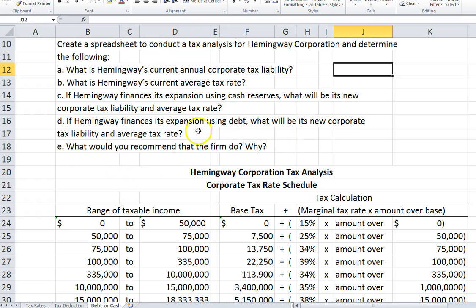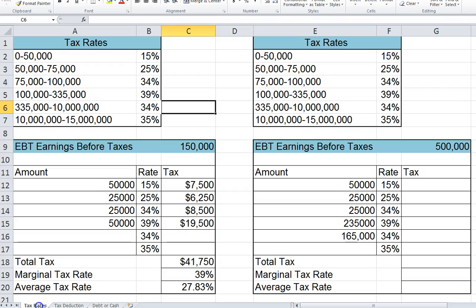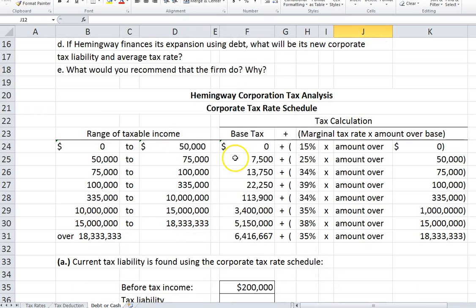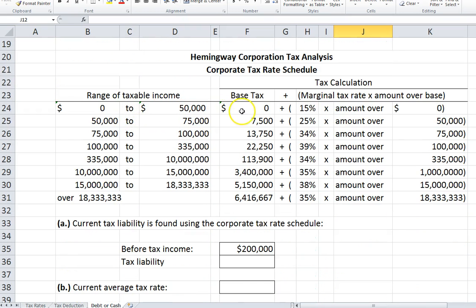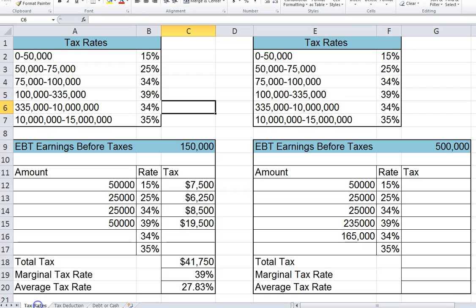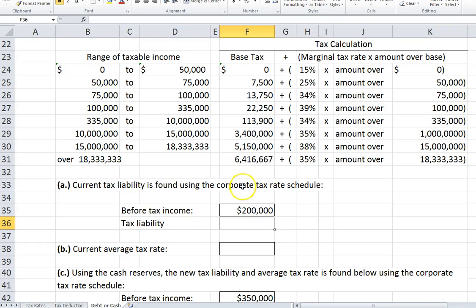Okay, so this problem is a little bit more involved, but it's combining what you learned in calculating tax rates and calculating tax deductions into one problem. So here are the marginal tax rates for this problem, and I want you to calculate the tax liability. So the income is $200,000. What would be their tax liability based on this schedule? Similar to what we did over here, but now more in a word problem.